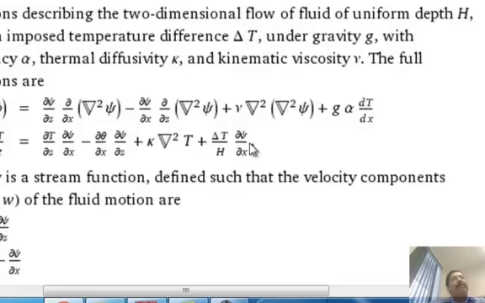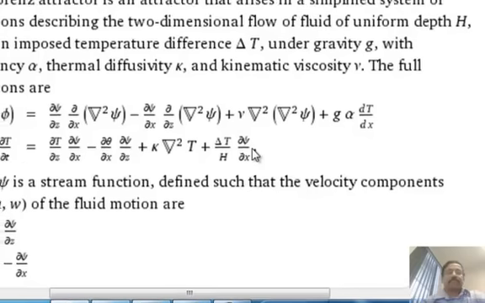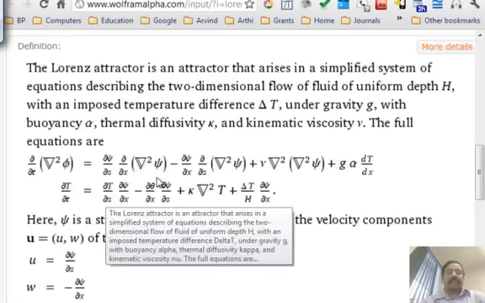We haven't seen that, so it's a trick question. d psi dx is u, you know that. Okay, so u times delta t. What could that be? The forced convection term is here, right? That's the velocity that carries the energy with it. This is the forced convection. This is the heat conduction. This is the natural convection term.